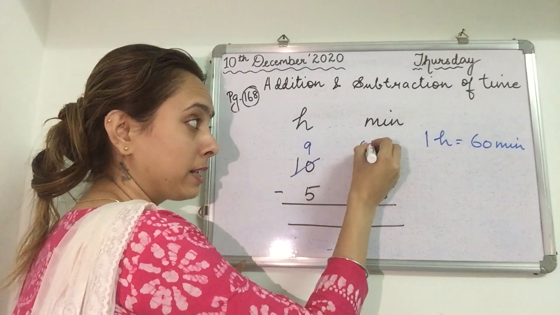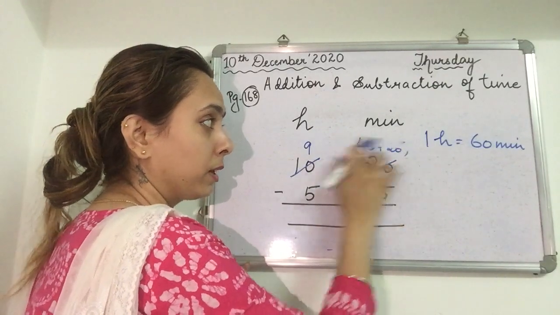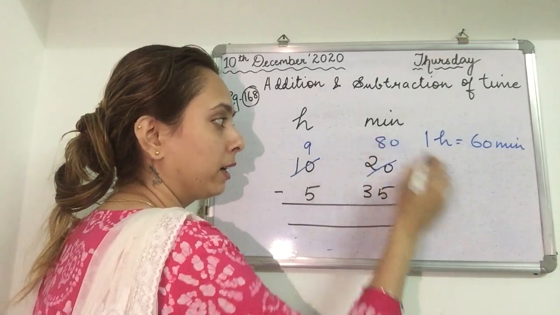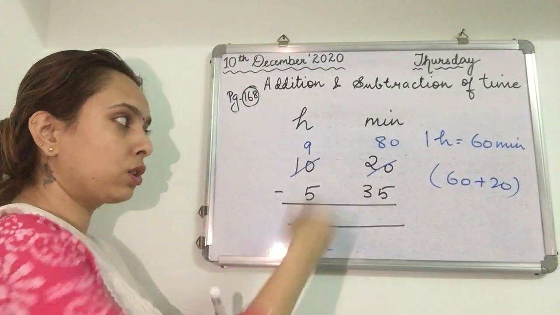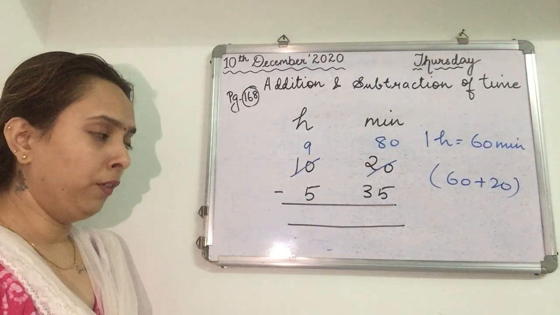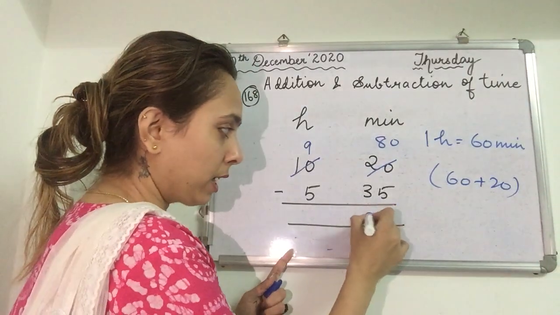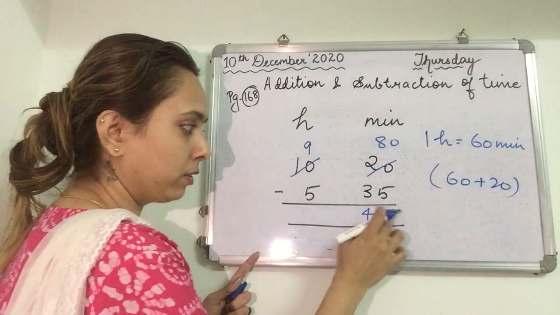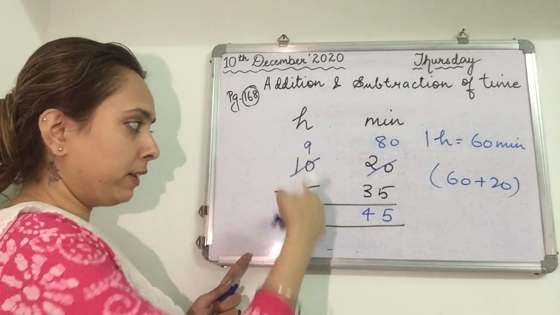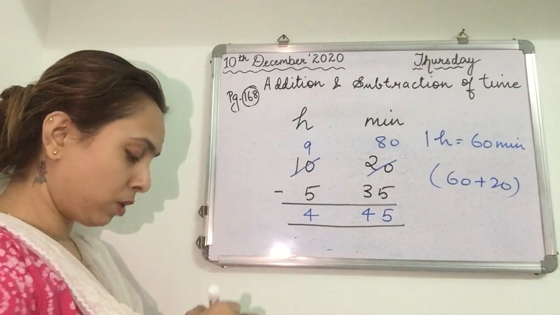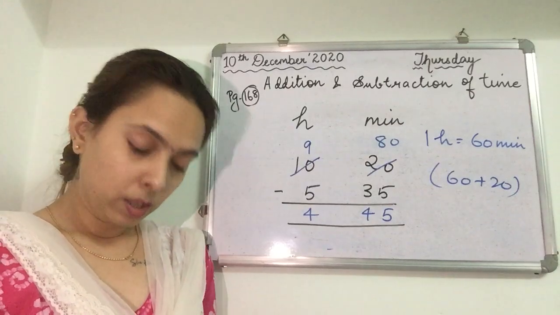And here it will be added. 60 plus 20 will become 80 here. So now we can subtract 35 from 80. We will get our answer as 45, and here we will get the answer as 4. So our answer is 4 hours 45 minutes.